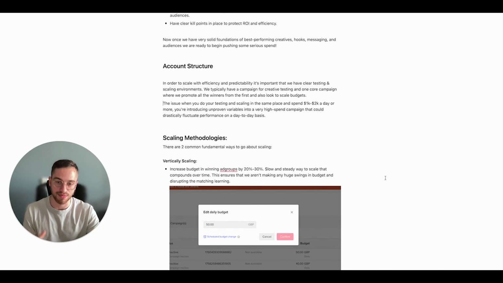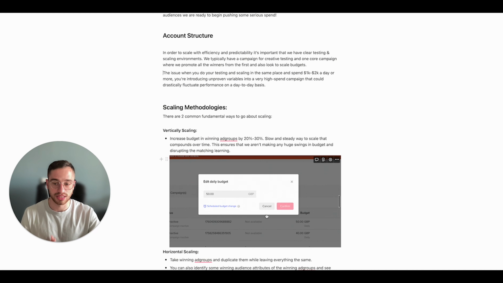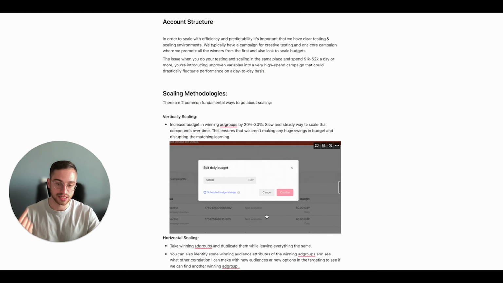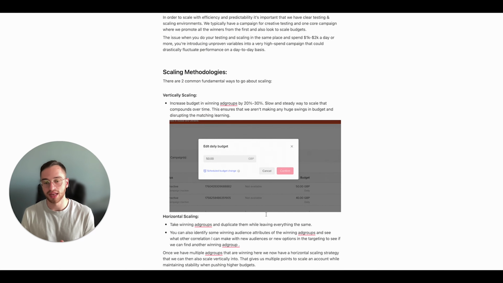Now, scaling methodologies: basically 2 ways to scale at a fundamental level. You have vertical scaling, basically increasing your budget at the ad level. Just click that edit button and increase the budget. 20-30% seems to be the sweet spot here, so as not to mess up the machine learning. And the second is horizontal scaling, which is basically duplicating the ad groups while leaving everything the same.